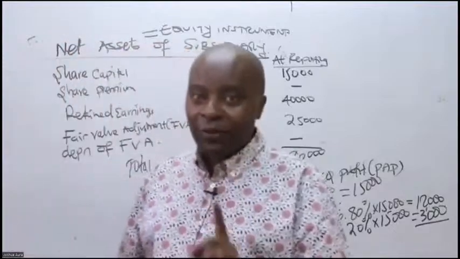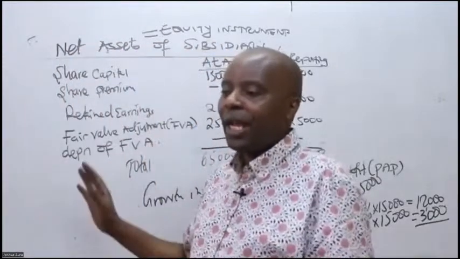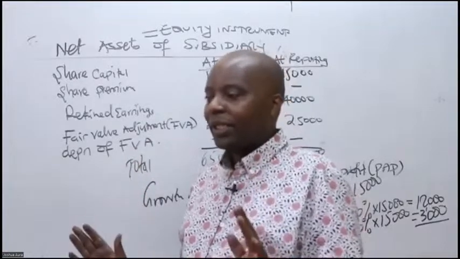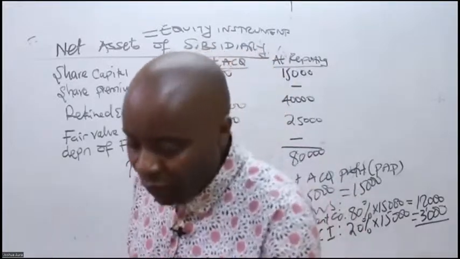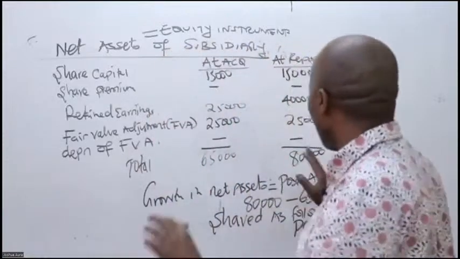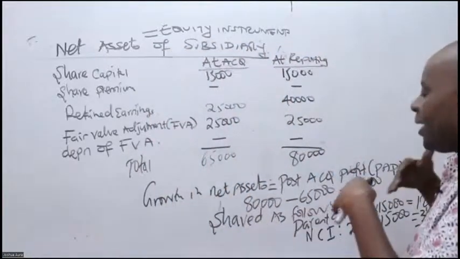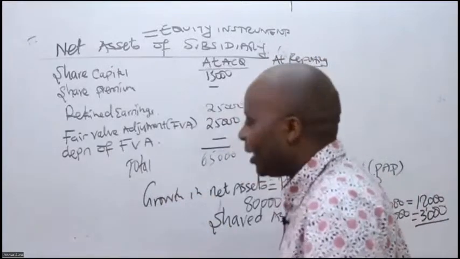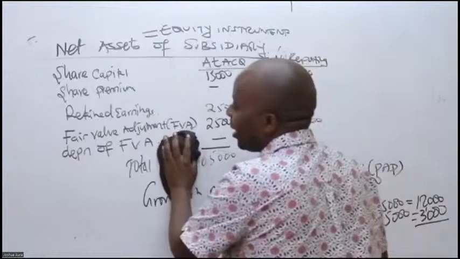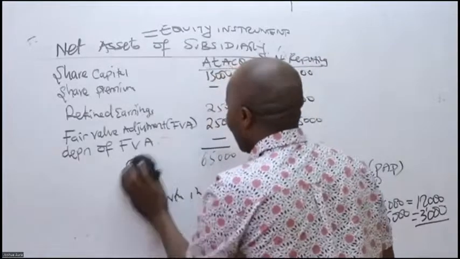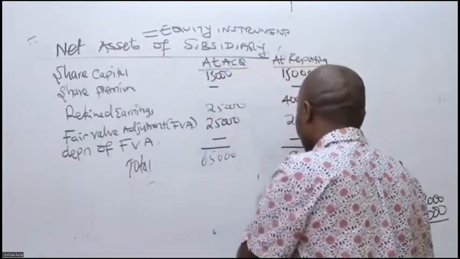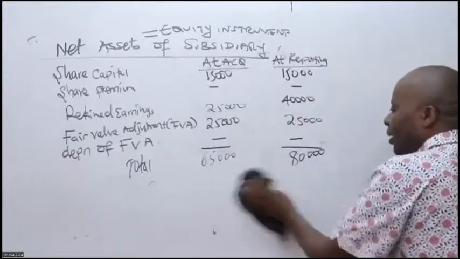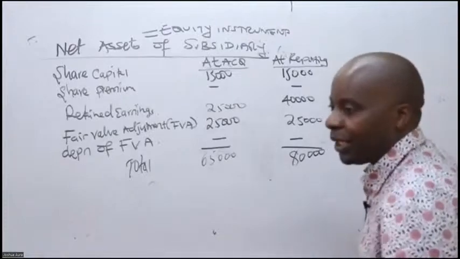Now, from now henceforth, whatever we write here, we shall write in Excel. Thanks, Leah. After this, the next working that I will do is the NCI working. The next working, you skip 2 lines there in Excel. You go to the NCI at reporting. You mention there NCI at reporting.